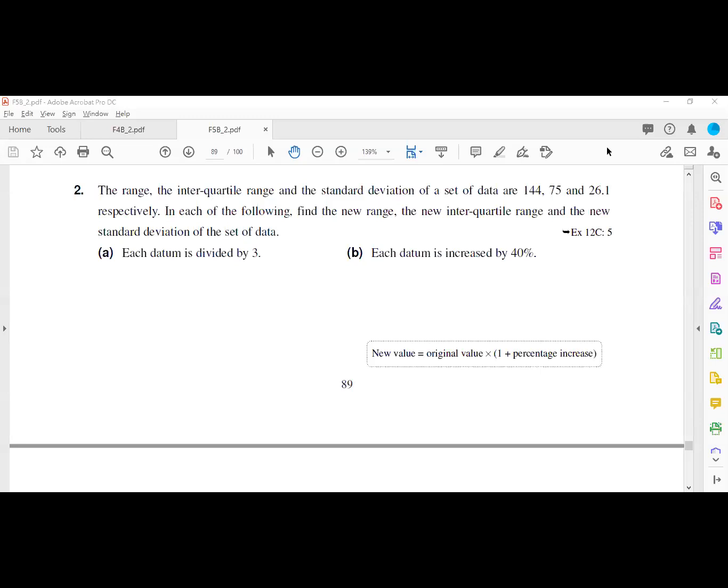So number 2. The range, interquartile range, and the standard deviation of a set of data are 144, 75, and 26.1 respectively. The original range, let me call this R, is 144. The original interquartile range Q is 75.